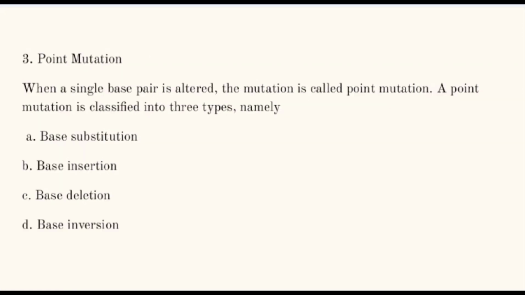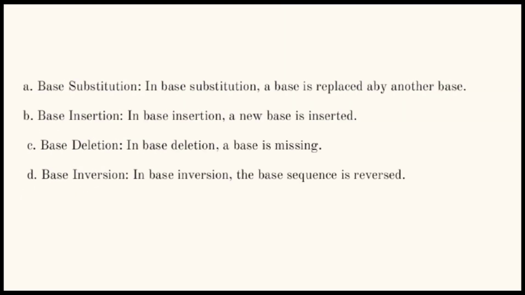Third, point mutation. When a single base pair is altered, the mutation is called point mutation. A point mutation is classified into types, namely base substitution, base insertion, base deletion, and base inversion. Base substitution. In base substitution, a base is replaced by another base. Base insertion. In base insertion, a new base is inserted. Base deletion. In base deletion, a base is missing. Base inversion. In base inversion, the base sequence is reversed.